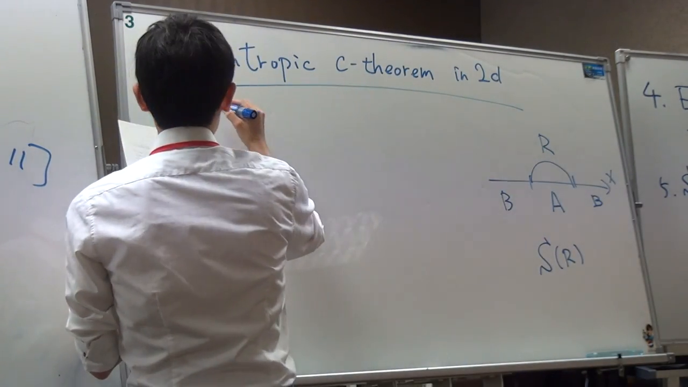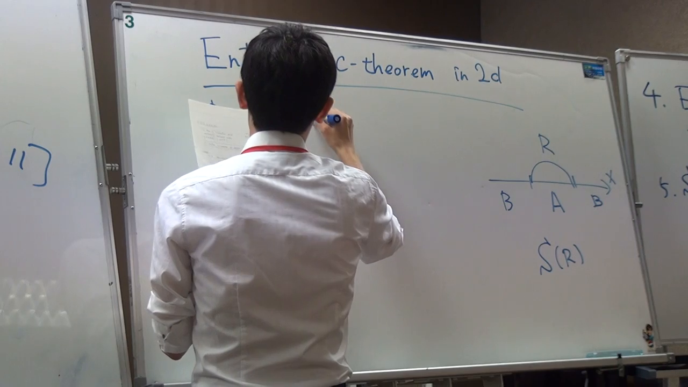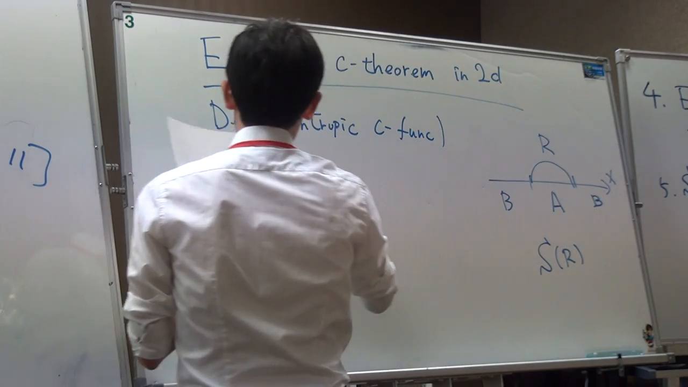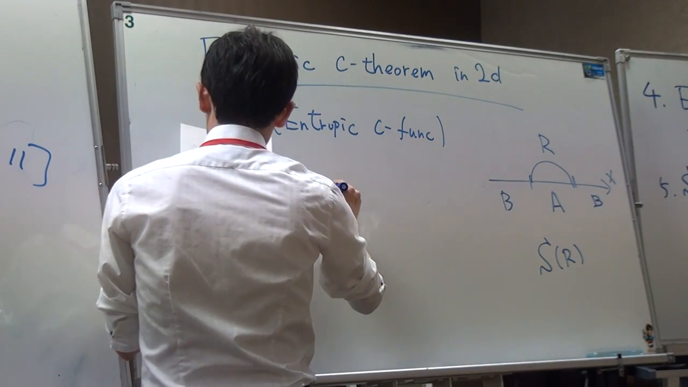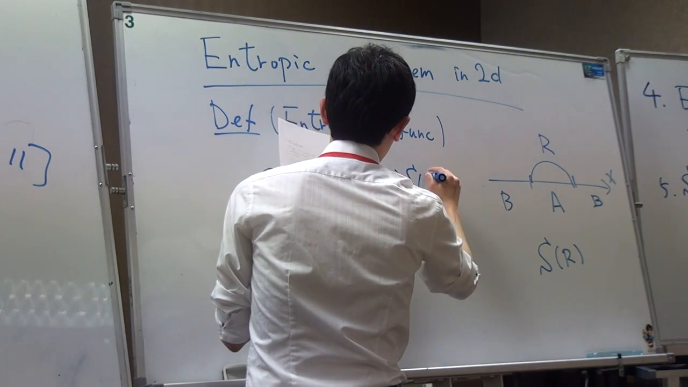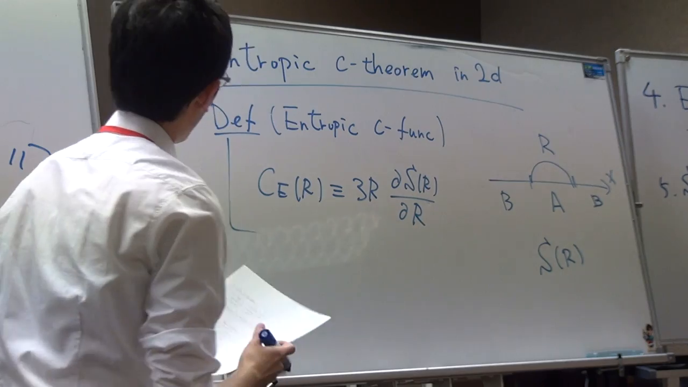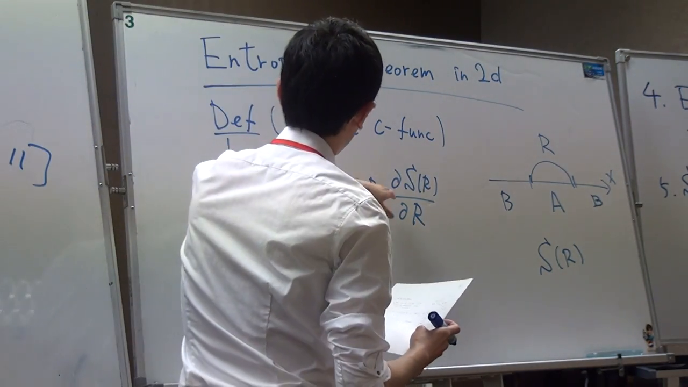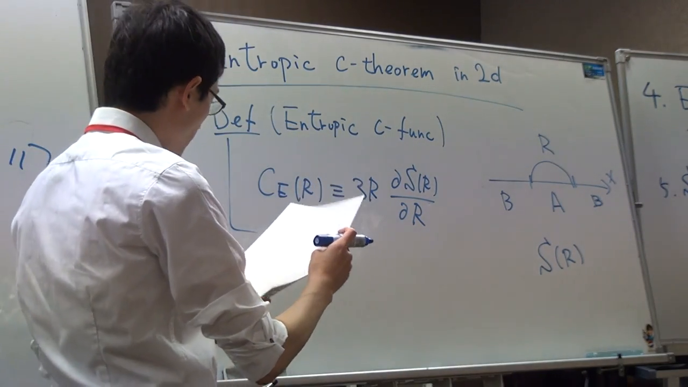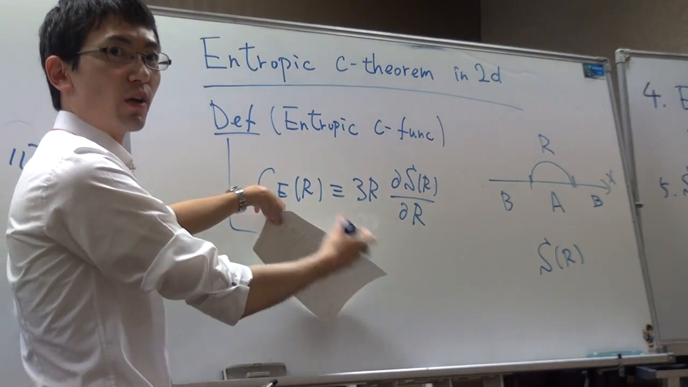Then I define an entropic C function as follows. The entropic C function is defined by taking a derivative with respect to R of the entanglement entropy, and multiplying by R again. So I define some function made of the entanglement entropy of an interval in 2 dimensions, that is, 1 plus 1 dimensions. I'm going to show you that this function monotonically decreases along any RG flow.